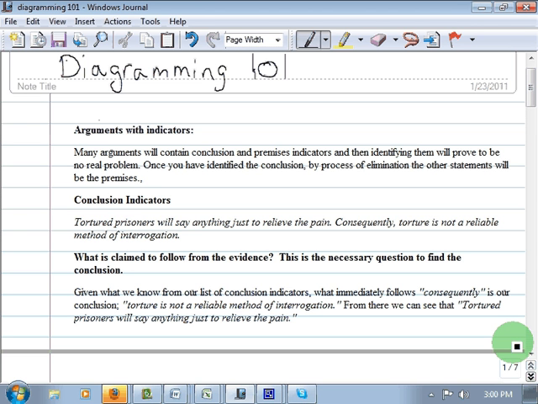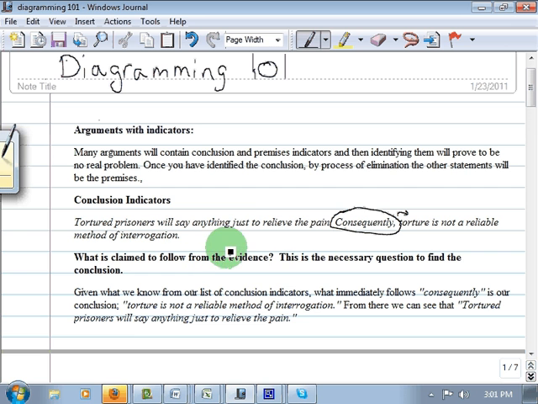Conclusion indicators. Take a look at the next one. Tortured prisoners will say just about anything to relieve the pain. Consequently, torture is not a reliable method of interrogation. Remember here we have consequently. So consequently lets us know that whatever follows right here, that's going to be our conclusion. I don't have to say consequently for my conclusion, I just say torture is not a reliable method of interrogation.